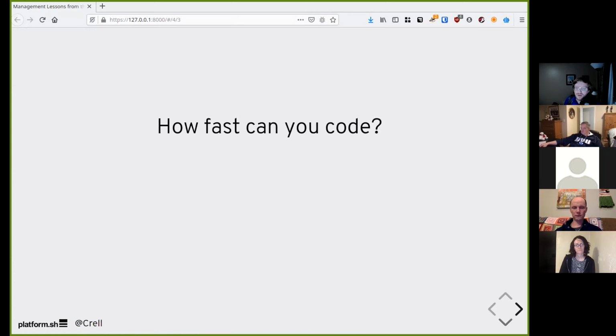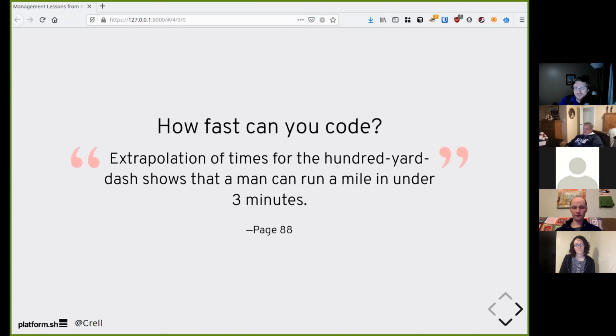Related, how fast can you code? Just think for a moment. How fast can you produce code? Whatever you just thought of is wrong, because I didn't tell you enough information. Extrapolation of time for the 100-yard dash shows that a man can run a mile in under 3 minutes. The current best is 3 minutes 43 seconds. Because when you're running a mile, you're going to run slower than when you're running a 100-yard dash. And this is in fact true for technology too.